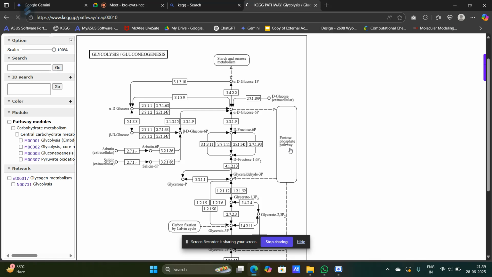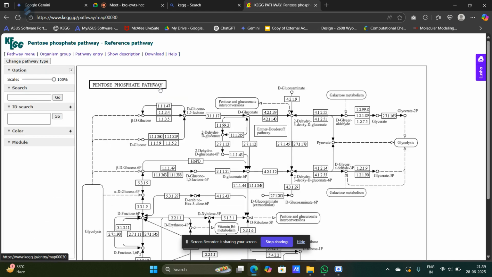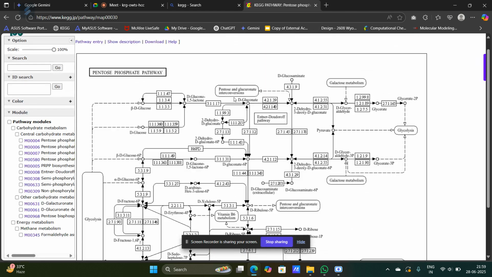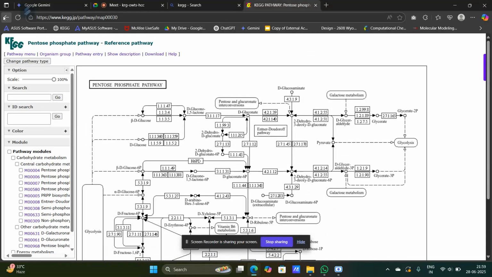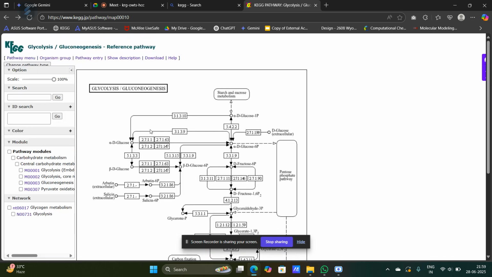If you click on this, you will get the pentose phosphate pathway, hopefully. Yeah, you can see, it's a related pathway. It is not the main pathway that we were looking for.